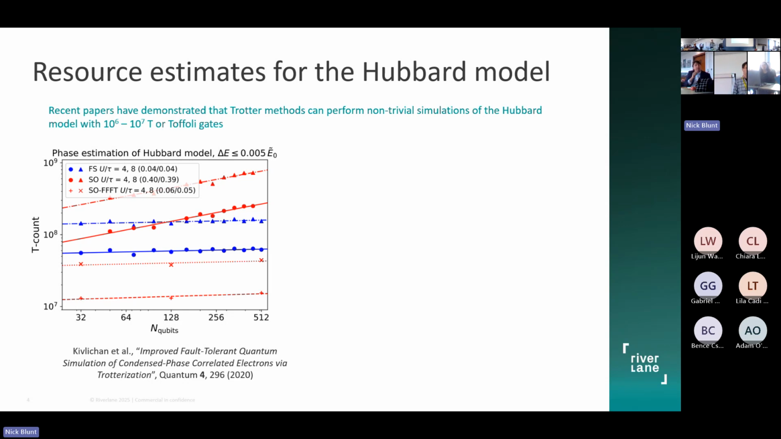Firstly, another paper by Google and collaborators. In this paper, they look at lots of different Hamiltonians, including electronic structure Hamiltonians, but I'm just focusing on the Hubbard model results here. They look at 3 different Trotter schemes, and they show that with the best result, you can do something with about 10 to the 7 T gates.